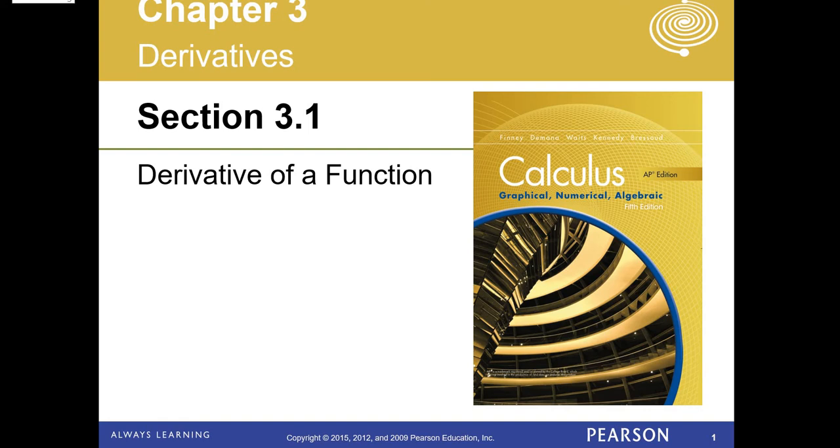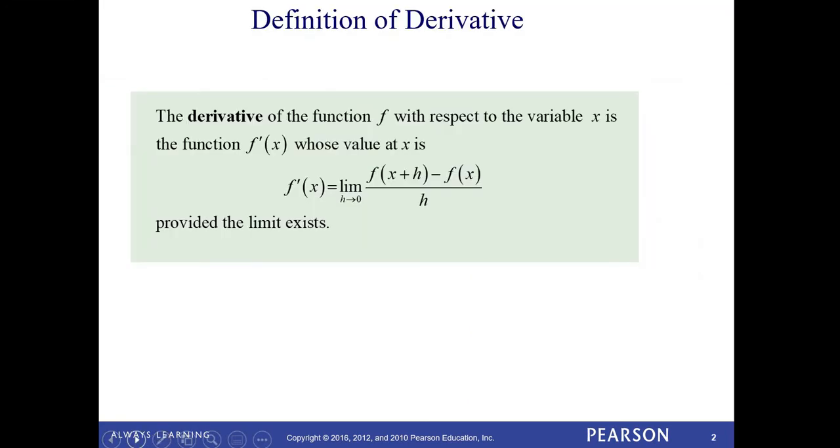We're starting chapter 3. This is section 3.1, called the derivative of a function. So the definition of a derivative: the derivative of a function f with respect to the variable x is the function f prime of x, whose value at x is, and this should look familiar, f prime of x is the limit as h approaches 0 of f of x plus h minus f of x over h, provided the limit exists.